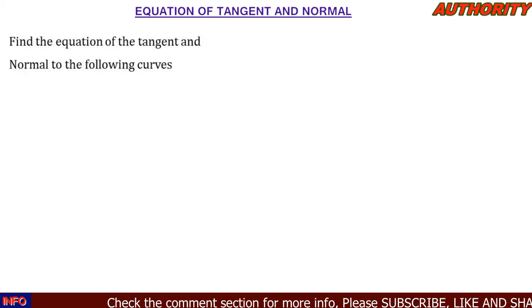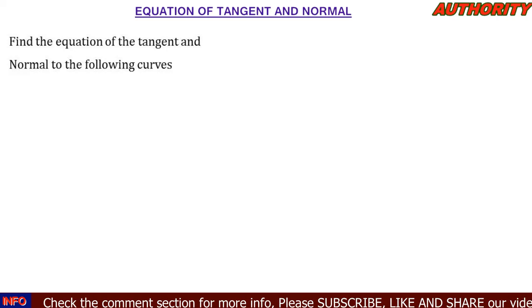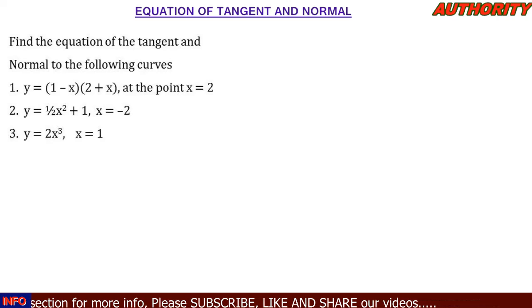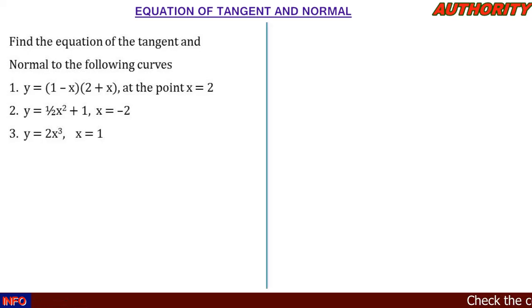Now, let's take a look at this question. Find the equation of the tangent and normal to the following curves. Number one, y is equal to 1 minus x in bracket, 2 plus x in bracket, at the point where x is equal to 2. Number 2, y is equal to 1 over 2x squared plus 1 at x equal to minus 2. And number 3, y is equal to 3x cubed at x equal to 1.